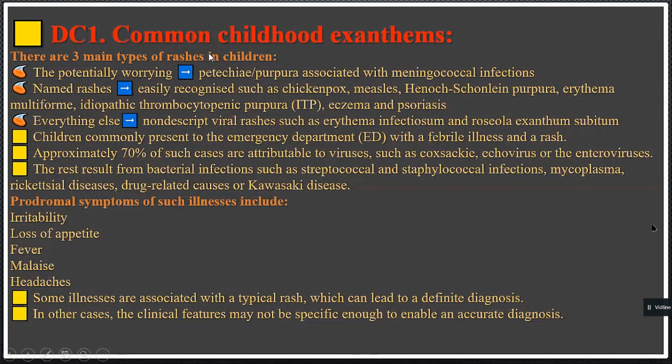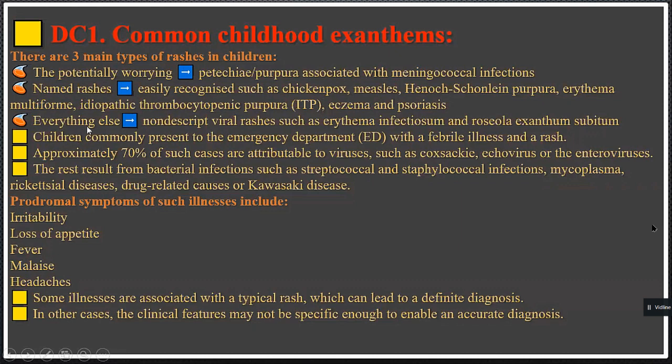Well, here regarding the common childhood exanthems, there are 3 main types of rashes. The first is potentially worrying. For example, you will find petechiae, purpura, like for example, meningococcal septicemia. And the second one is named rashes. Once you see the rash, you will diagnose. For example, if you see the rash for chickenpox or measles, it will be easy for you. Erythema multiforme, target lesion. So each of them is specific for a special diagnosis. Idiopathic thrombocytopenic purpura, eczema, psoriasis, and so on.